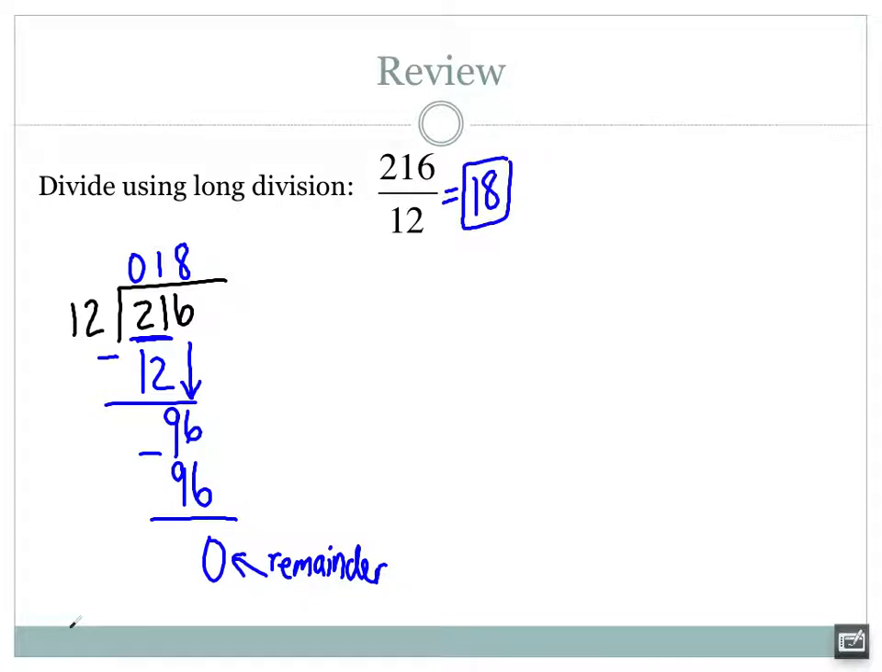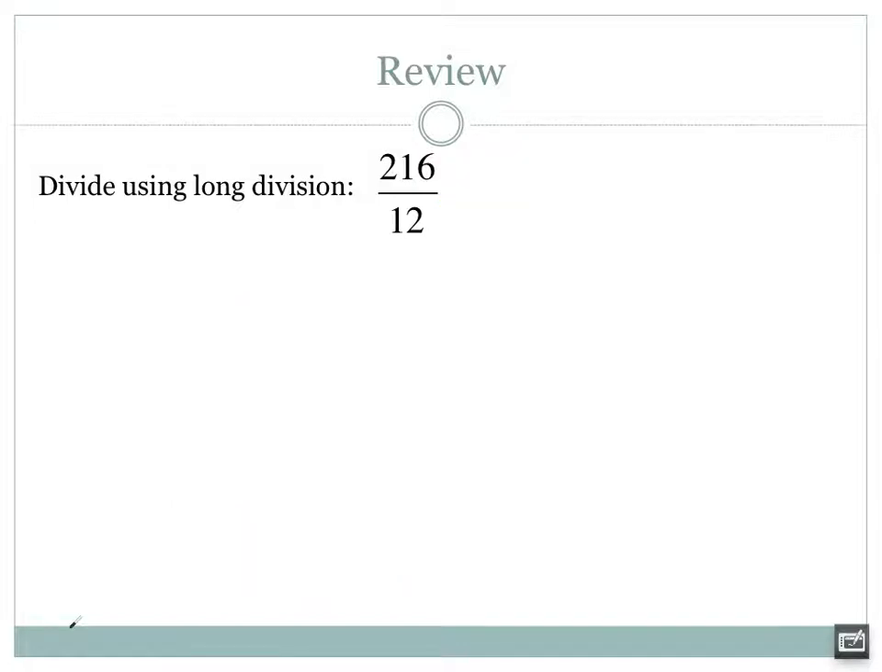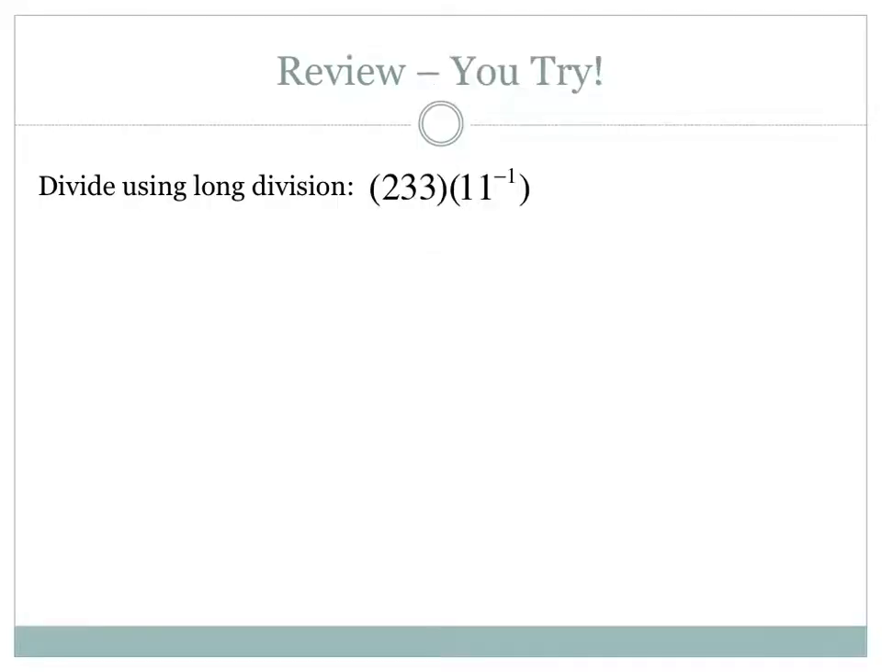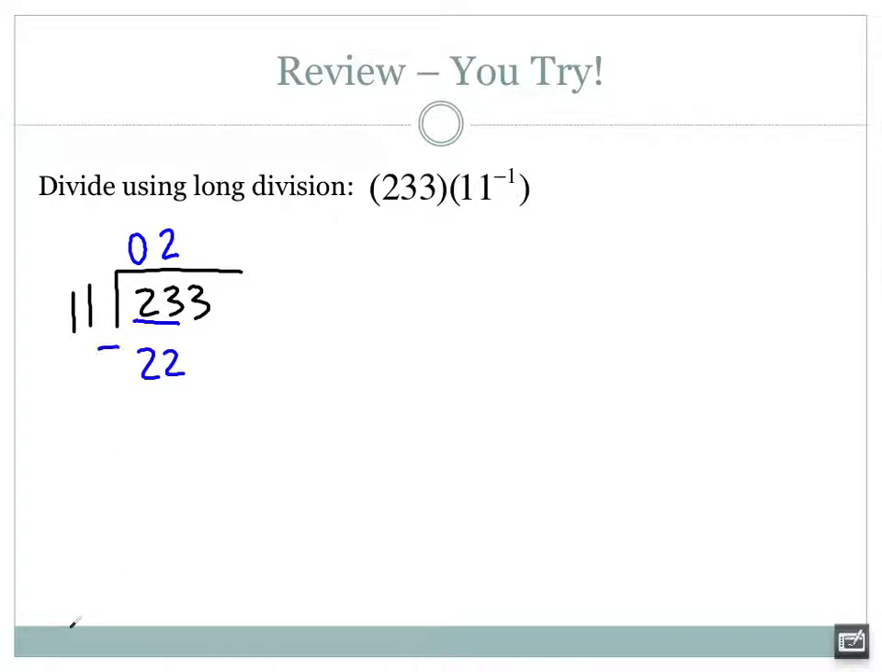Okay, most of the time your remainder is not going to be 0. You're actually going to get a number for your remainder. So our next example is one where we do have a remainder that's not 0. This time I want to divide 233 by 11. So first thing, 233 goes in the box. 11 goes outside. Okay, 11 does not go into 2 evenly, but it does go into 23. 11 goes into 23 2 times. 2 multiplied by 11 is 22, and now I want to subtract. 23 subtract 22 is 1.